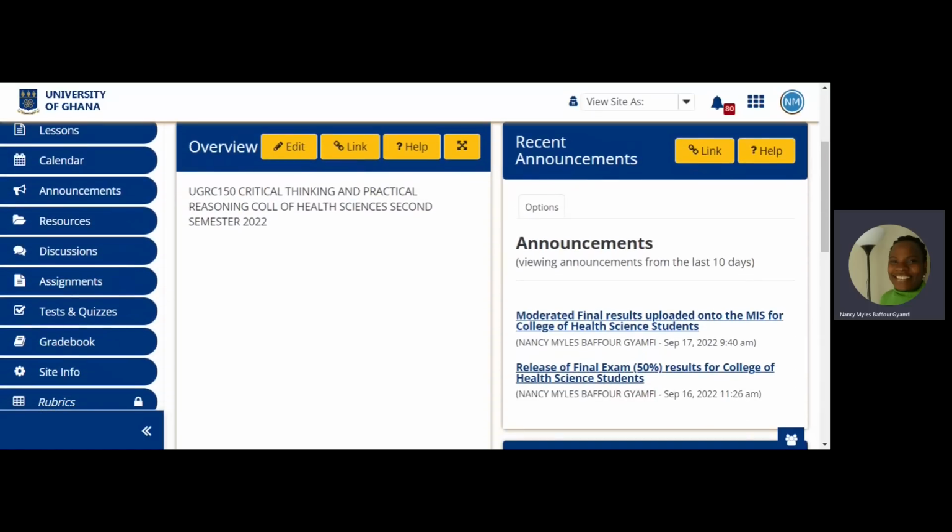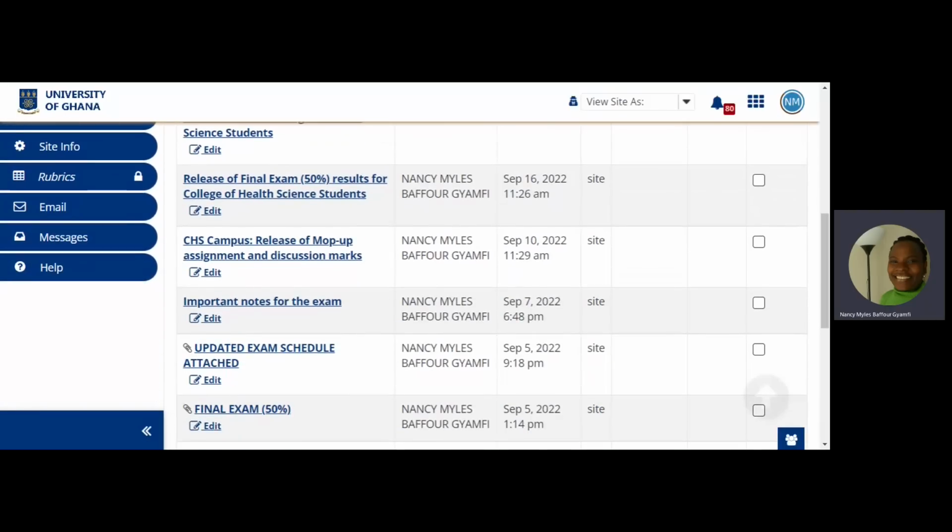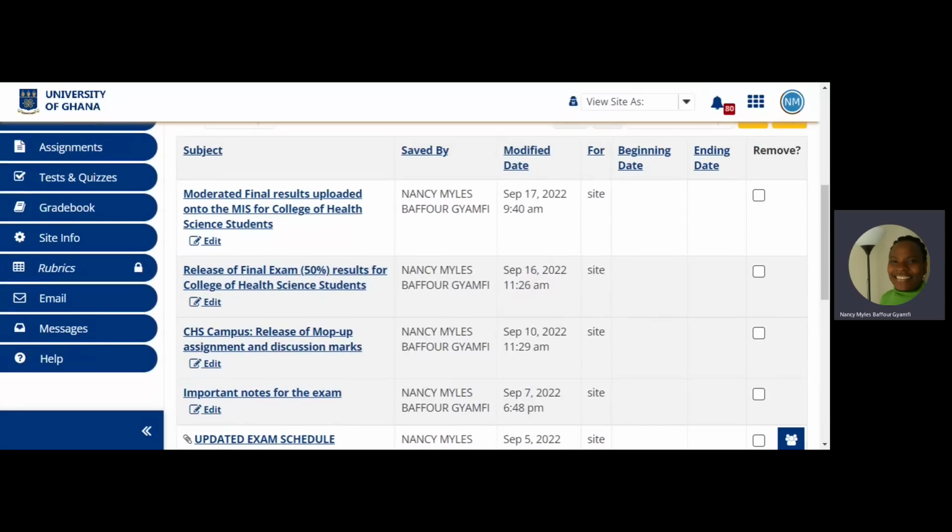Okay, so this is our College of Health Science, and it will help. This is their site. So this is what will happen. Just like I've done here, release of mop-up assignment and discussion marks. I've just read that to you. This is after that, what you will see next on your course site, main campus and city campus students. I think I can say the same for DE, distance education students.